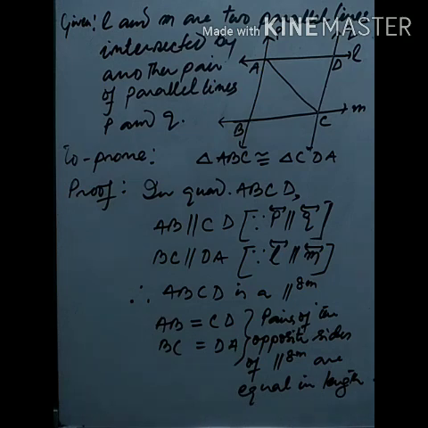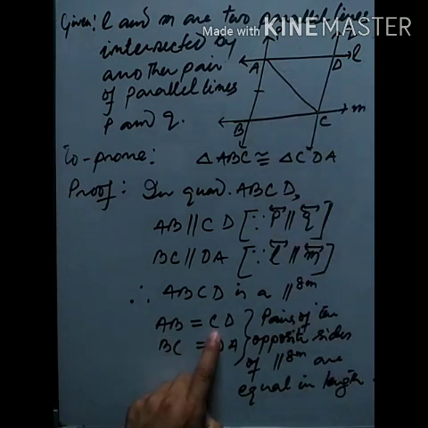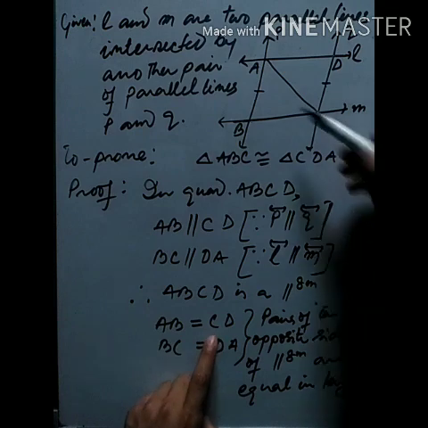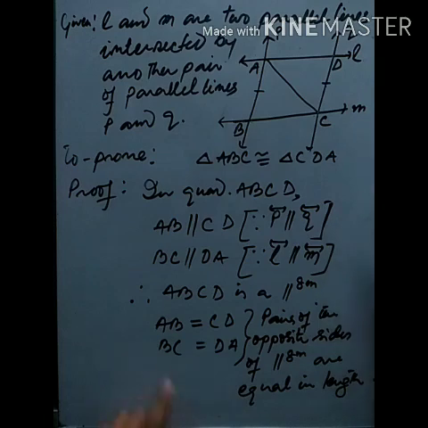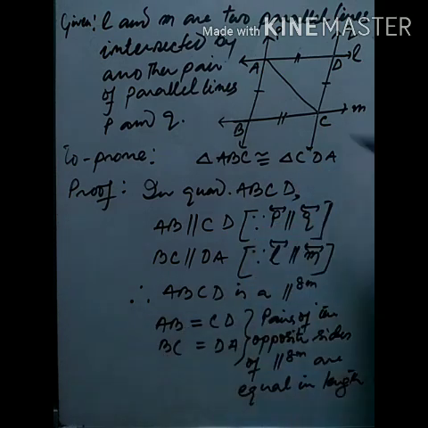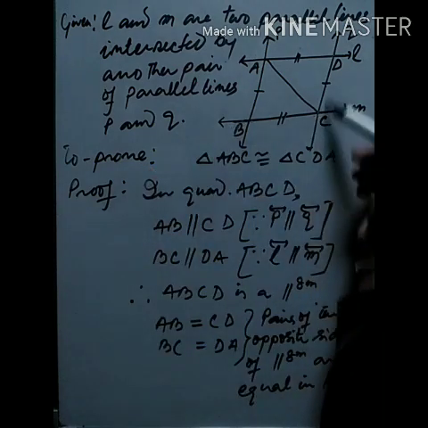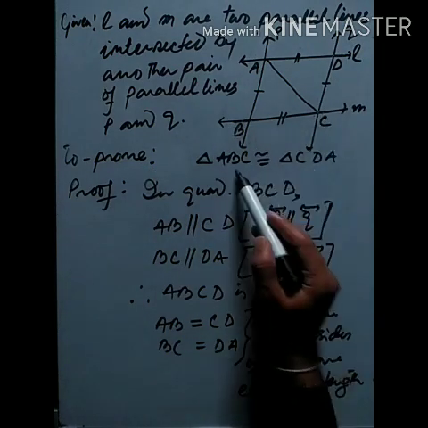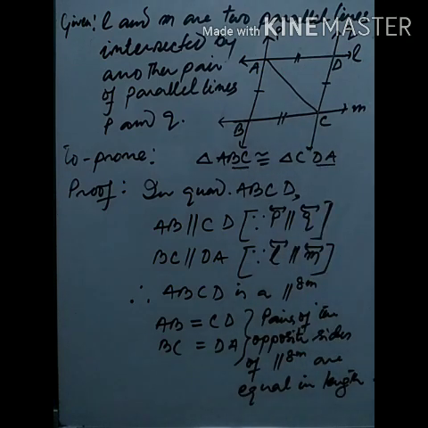Now let's compare. In this triangle ABC, AB means this one, AB is equal to CD. One side of the triangle is equal to another side of the triangle. Okay, fine. Next, BC equal to DA. Triangles ABC and CDA. This AB is equal to CD. Next, BC is equal to AD. Or you can say DA, nothing wrong in that.